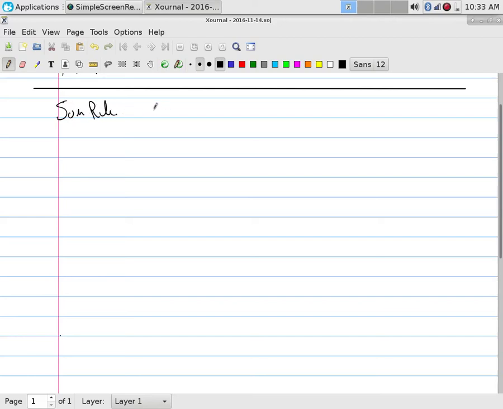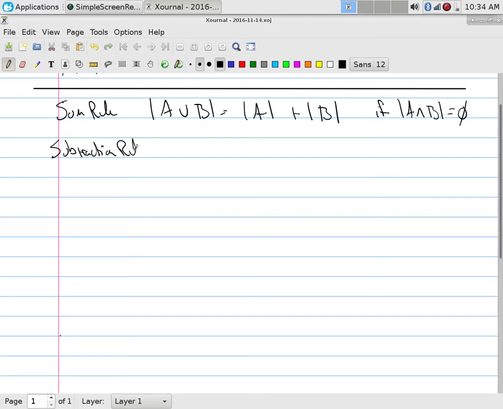All right, let's continue counting. So the rules that we have so far are the sum rule, the subtraction rule, the product rule, the division rule. The sum rule, I'll just do two. A or B is simply take A and take B, as long as they're disjoint. As long as these are disjoint, it's just simply add them up.